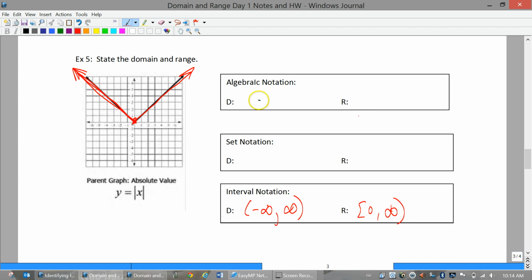Algebraic notation: if it's negative infinity to infinity, it's all of the values to the left, all the values to the right, everything in between. Range goes from 0 and up. So it's y is greater than or equal to 0, because it's 0 and then everything greater than that, including 0 because there's not an open circle or dot. Set builder notation: x such that x is in the set of all real numbers, which means it's all of them. This one, variable y such that y is greater than or equal to 0.